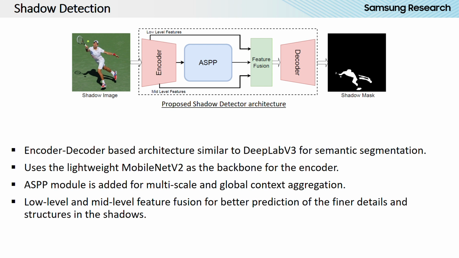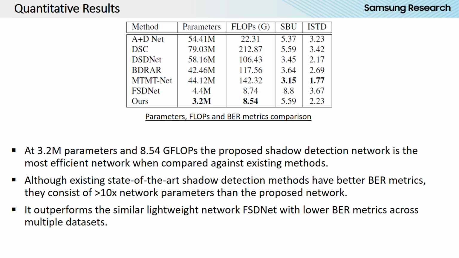We also propose an efficient shadow detector network in this work. The network follows the encoder-decoder architecture with MobileNet v2 as a backbone. This is followed by ASPP for multi-scale context aggregation. Finally, low-level and mid-level features from the backbone are fused in the decoder for prediction of finer details in the shadows. Quantitatively, the network outperforms a similarly lightweight FSDNet across all the datasets.